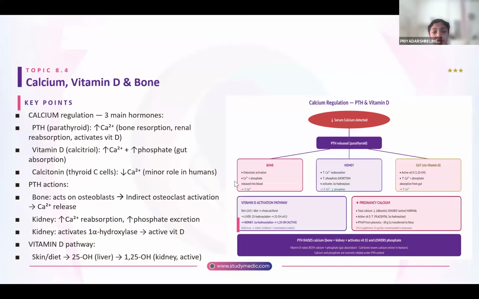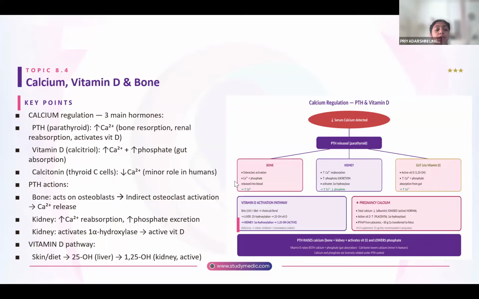So, how can it raise your calcium levels? It will act on the bone, leading to bone resorption. It will act on the kidneys, leading to reabsorption of calcium, and it activates vitamin D. So, these are the main actions of parathyroid hormone. Next, coming to vitamin D or calcitriol. What is vitamin D going to do? Again, it increases your calcium level, and it also increases your phosphate level, by bringing in gut absorption of these.